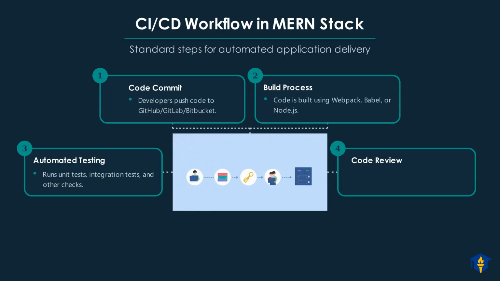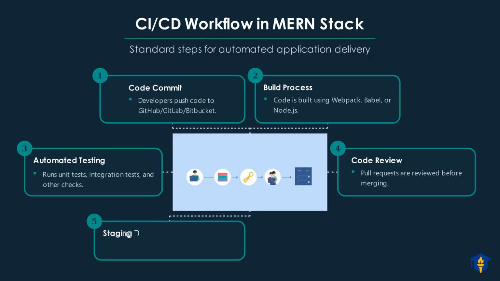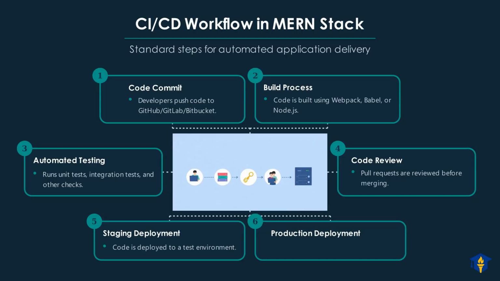After testing, a code review takes place. Pull requests are thoroughly reviewed by team members before merging the code into the main branch. Then, the code is deployed to a staging environment. This test environment allows for final verification before the application goes live to users. Finally, upon successful staging, the code is deployed to production. This means the application is now live and accessible to all end users on the server.